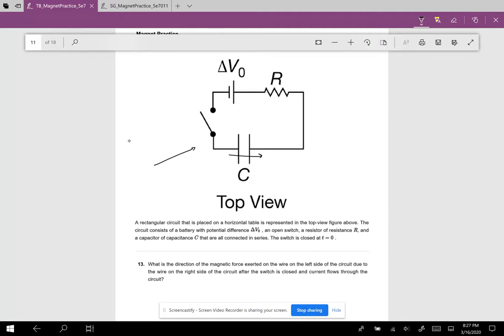And current's going to flow. This is our negative end. This is our positive end. Electrons are going to be scared away from this negative end, is how we're going to talk about it. So we're saying current's going down in this direction. And then over here, current is going in this direction.